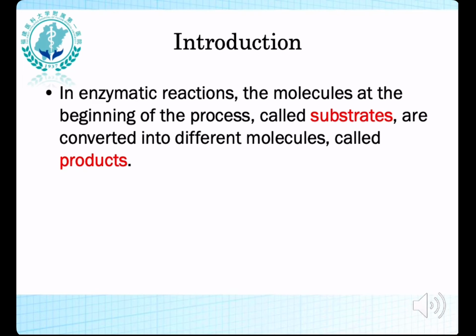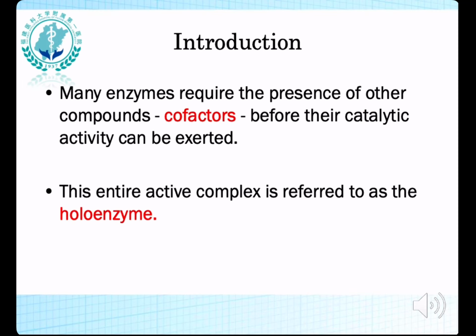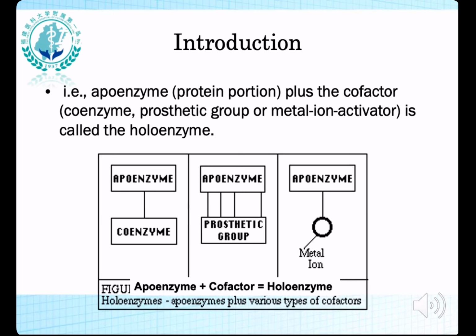In enzymatic reactions, the molecules at the beginning of the process, called substrates, in Chinese 底物, are converted into different molecules called products, in Chinese 产物. Many enzymes require the presence of other compounds, cofactors, before their catalytic activity can be exerted. This entire active complex is referred to as the holoenzyme. An apoenzyme plus the cofactor is called the holoenzyme. Apoenzyme is the protein portion of the holoenzyme, and cofactor can be coenzyme, prosthetic group, or metal ion activator.